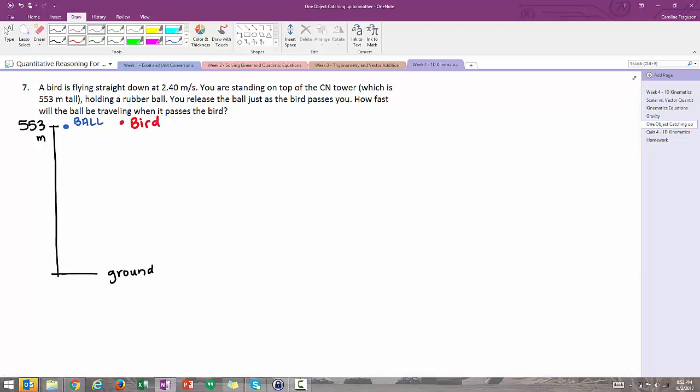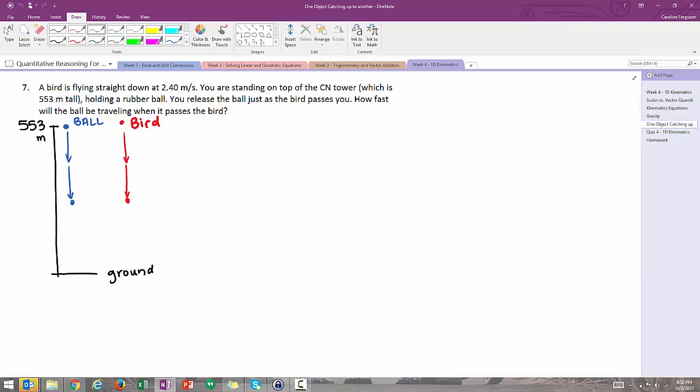Okay, so now the ball is falling down and the bird is flying down. At some point, the ball is going to catch up to the bird. So the bird is flying down at this constant speed. It gets to some position, and the ball is going to eventually catch up to that bird and get to that same position at the same time. So let's write down all the things that we know.